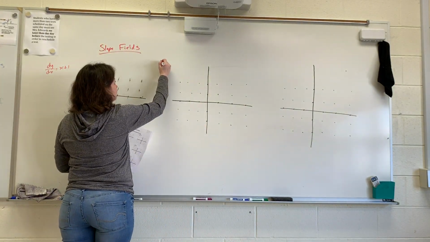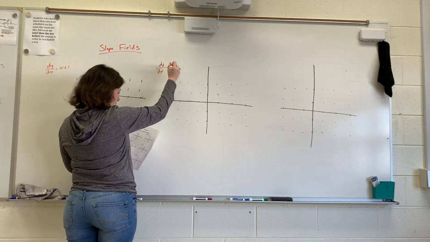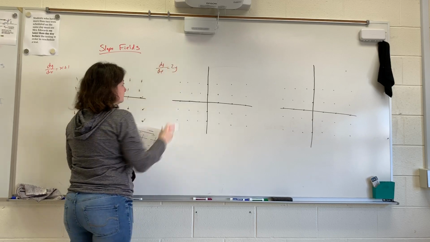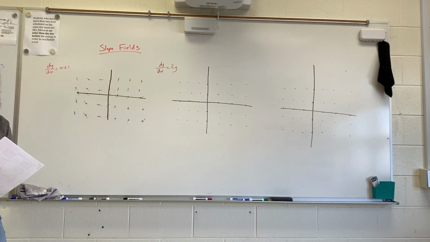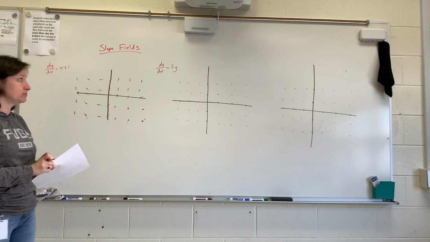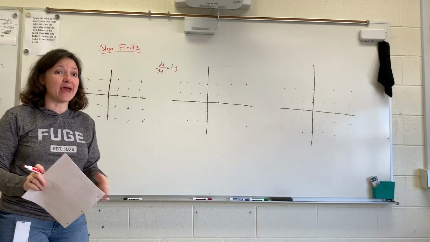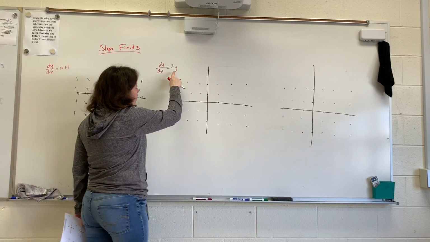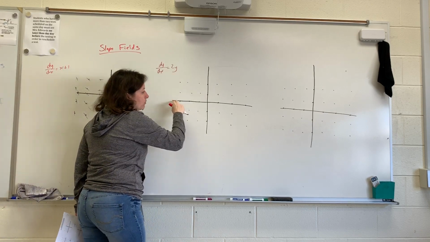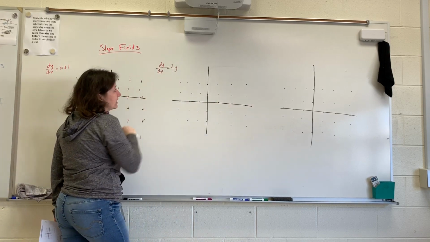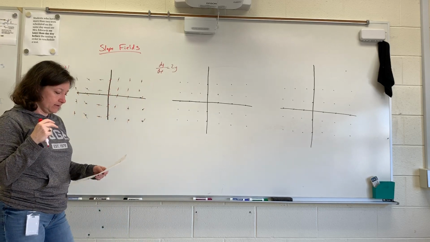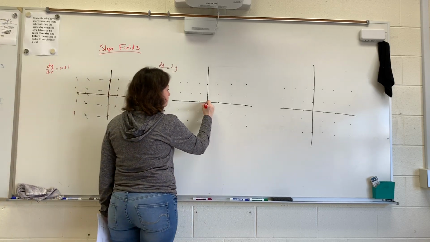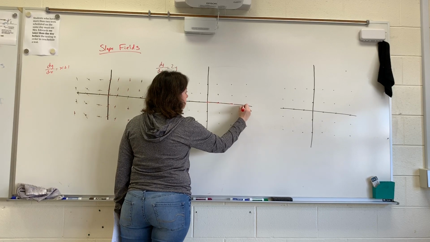dy/dx equals 2y. What's going to affect all these slopes? This time all the slopes are affected by y only, so x has no effect on the slope. When y is 0, which is anywhere on this x-axis, what's the slope going to be? 0. So all of these slopes should be little horizontal lines.